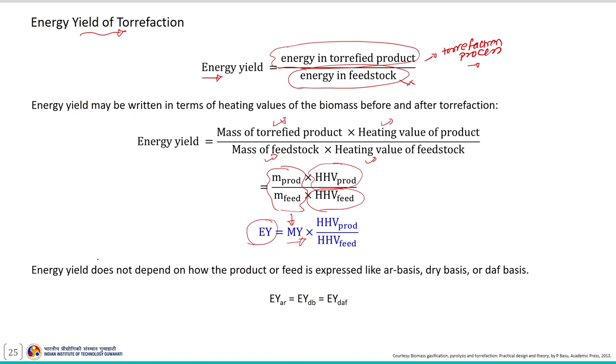However, this energy yield does not depend on how the product or the feed is expressed, like as received basis, dry basis, or dry ash free basis. So that means the energy yield ratio on as received basis is equal to the energy yield ratio on dry basis, equal to the energy yield ratio on dry and ash free basis.